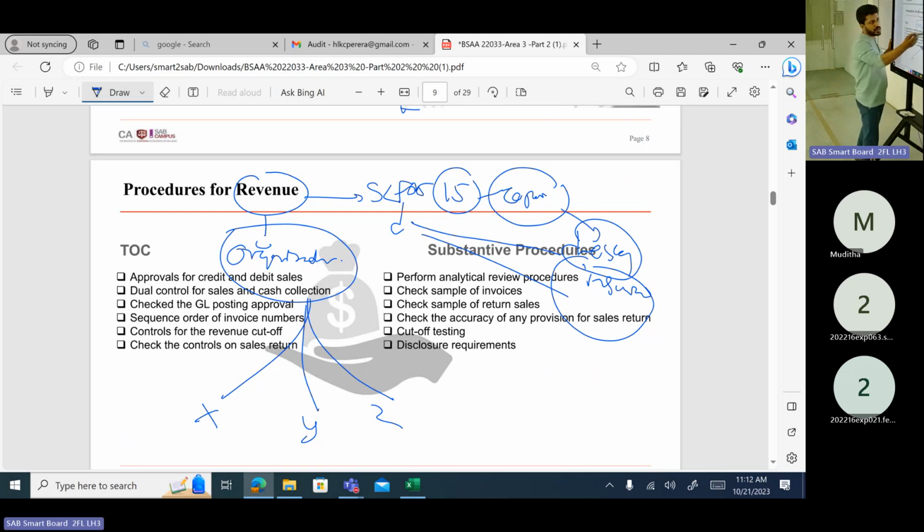SLFRS 15 talks about revenue from customer contracts. Once you are dealing with customers, how are we going to recognize revenue? That's all about SLFRS 15. In SLFRS 15, we have a model. What's that? The 5-step model. You can search Google for the 5-step model and see what the 5 steps are. The 5 steps are very meaningful, right?